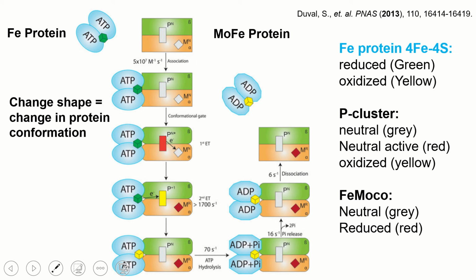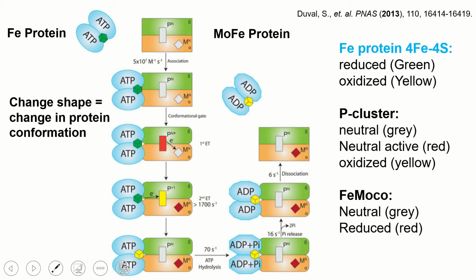Notice that along this pathway, there's a conformational gating that occurred after docking of the iron protein with the MoFe protein. There's a change in the shape of the protein that signaled for transfer of the electron from the neutral P cluster to the FeMoCo. Now, because the P cluster is oxidized, it is more likely to accept an electron. So the electron then gets transferred over to the now oxidized P cluster to return it to the neutral state.